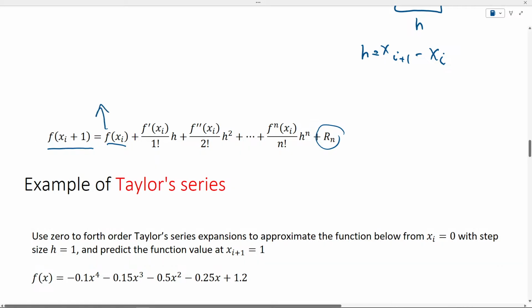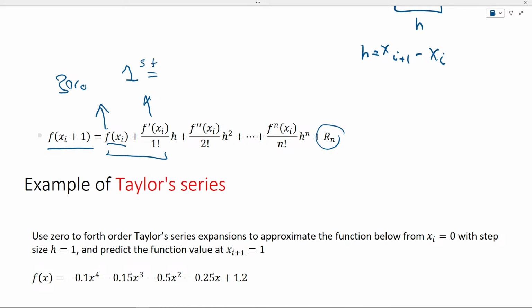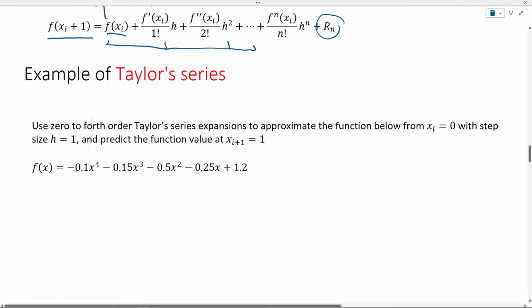This is called zero order approximation. This is first order approximation. So if I only consider these two terms, that's first order approximation. If I consider these three terms, that's called the second order approximation. If I consider four terms, that's the third order approximation.